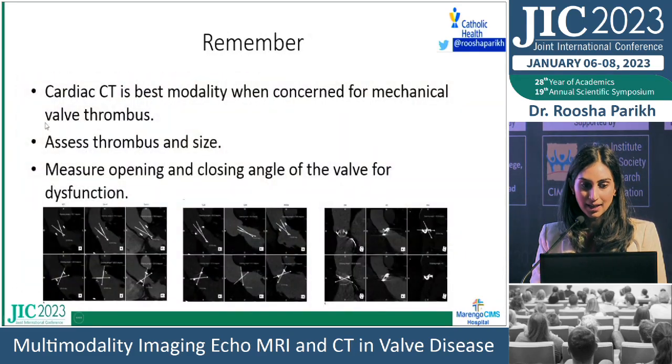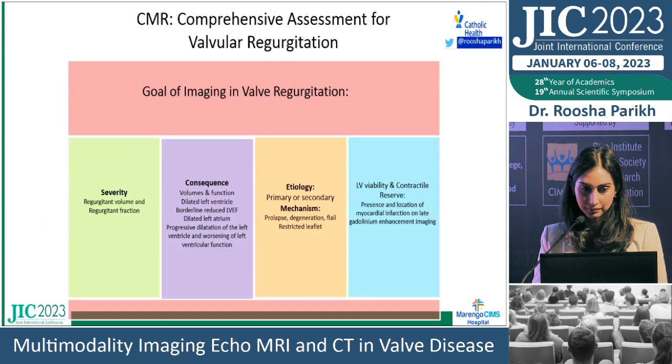So remember, cardiac CT is the best modality when concerned for mechanical valve thrombus. You can assess the thrombus and the size. You can differentiate between pannus and thrombus, and you can measure the opening and closing angles for the valves for dysfunction. And these are examples of how you can measure the opening and closing angles.